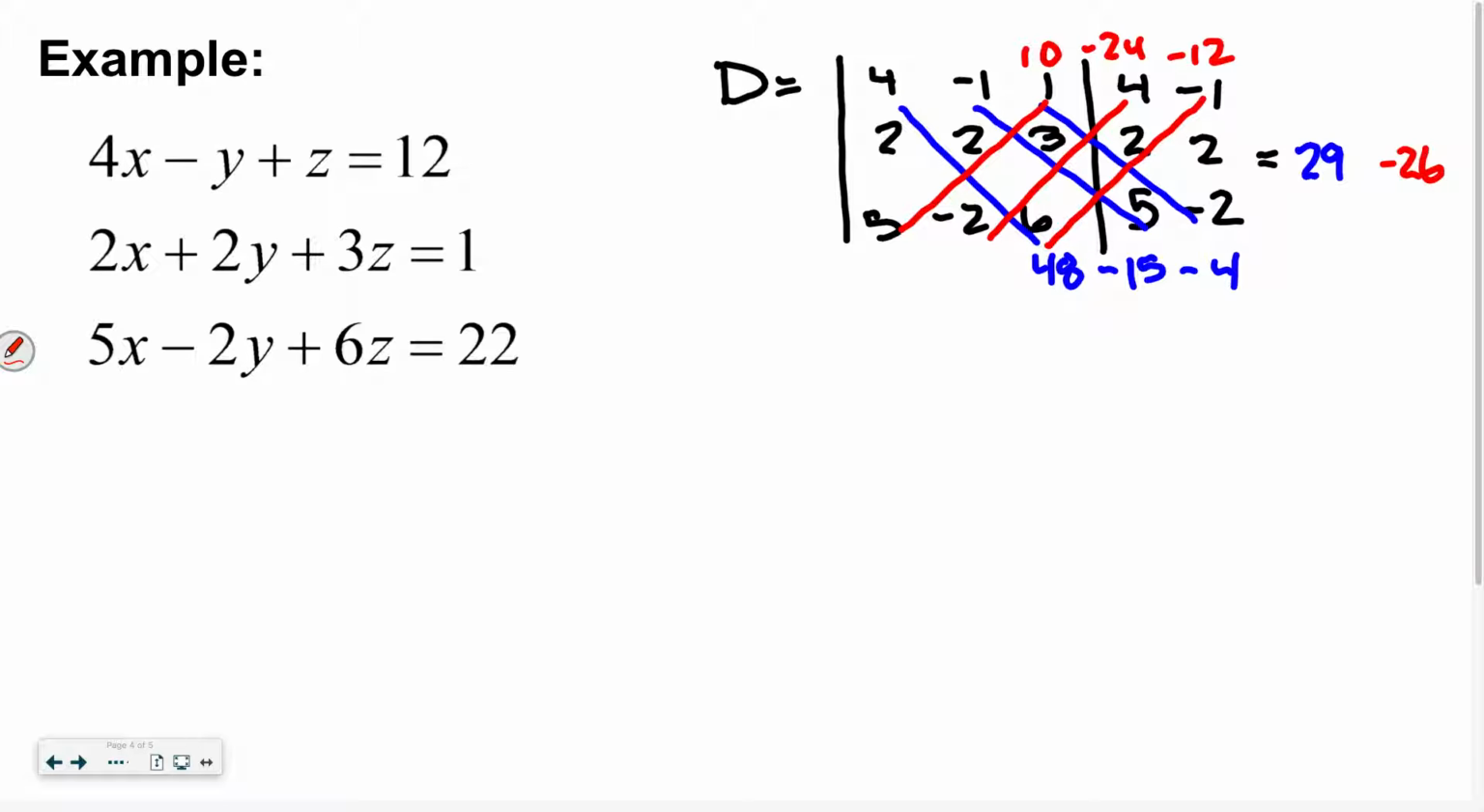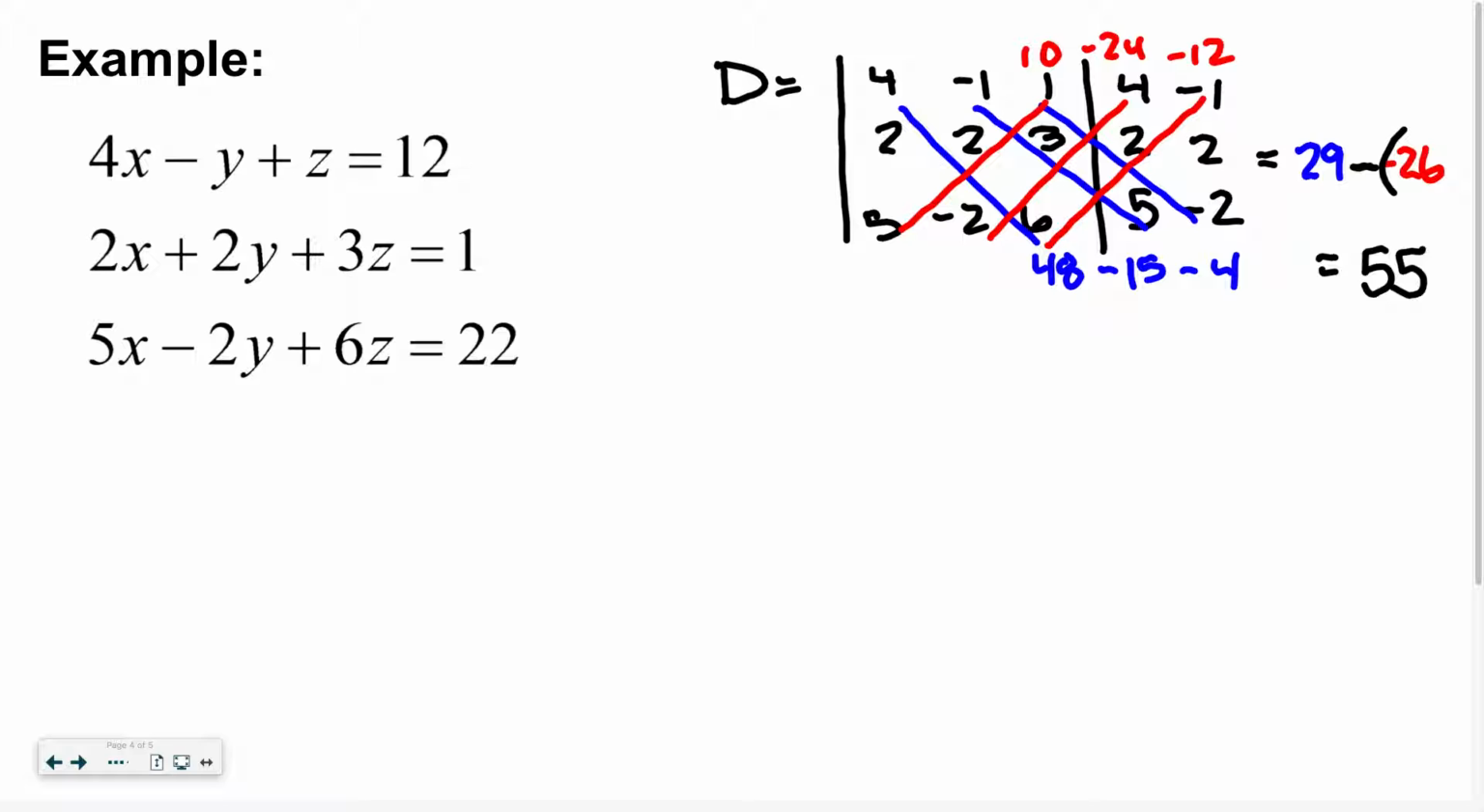What am I doing with those 2 numbers in blue and red? Finding the difference, so I'm subtracting them. You have to be careful on this one. That's 29 minus negative 26. So that's actually 29 plus 26, which is 55. Okay. So we now know this is the correct determinant for our coefficient matrix, 55.